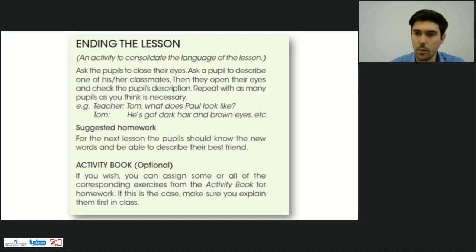So in this lesson, we would assume that we've been teaching different adjectives for describing people. So we can end the lesson with a fun game where students describe their classmates and perhaps the other students have to guess which classmates they are. We're revising vocabulary, but in a way that's fun and engaging, and students will be able to leave the classroom with a smile on their face.